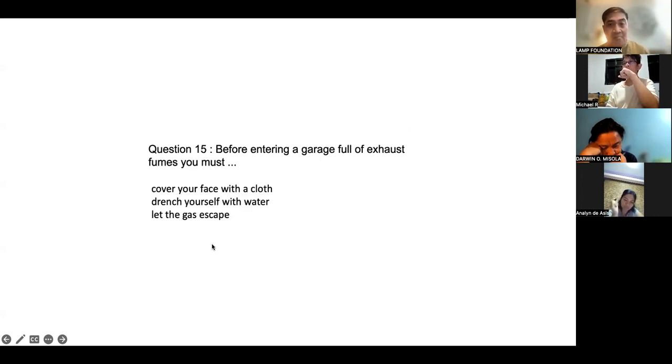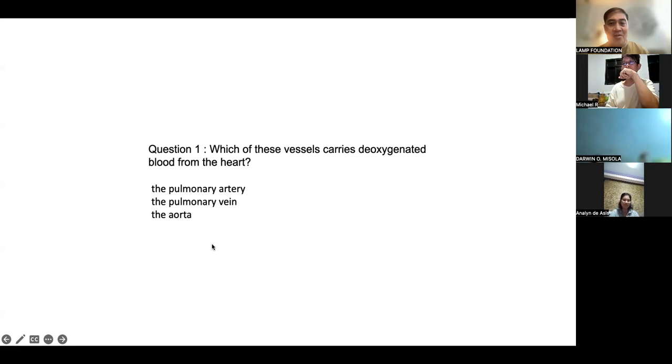Before entering a garage full of exhaust fumes, you must, ano yung una-una mong gagawin? Not covering your face. Let the gas escape, of course. Okay. Wow. Congratulations. Ay, isa pa pala. Sorry. Which of these vessels carries the oxygenated blood from the heart? Pulmonary vein? Ano? A pulmonary artery? Pulmonary artery.